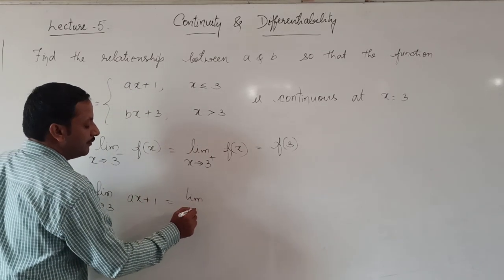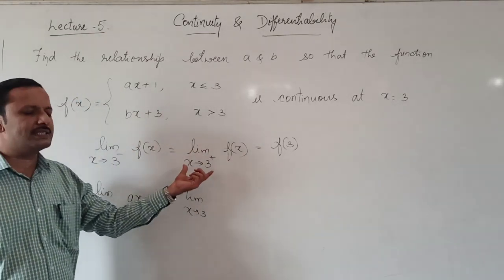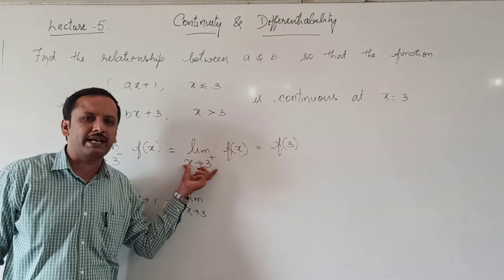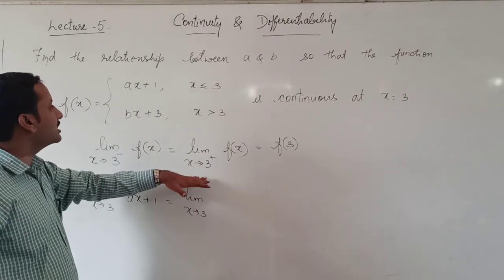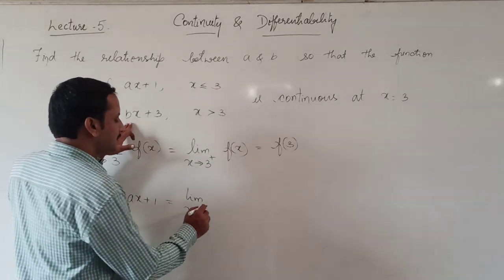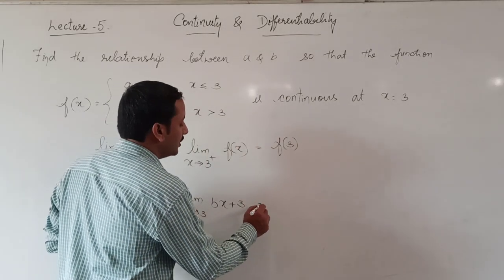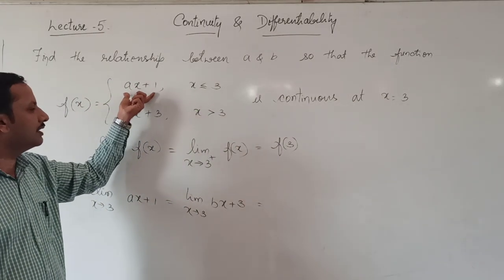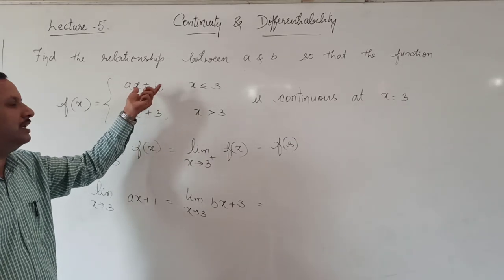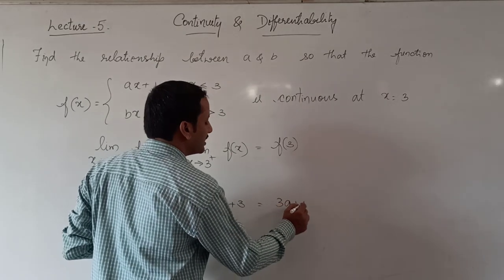That's equal to limit x tends to 3 plus. x tends to 3 plus means x is approaching 3 from right side. When x approaches 3 from right side, the function is defined as bx plus 3. That's equal to f of 3. At x equal to 3, the function is defined as ax plus 1. So put x equal to 3 in that, we get 3a plus 1.